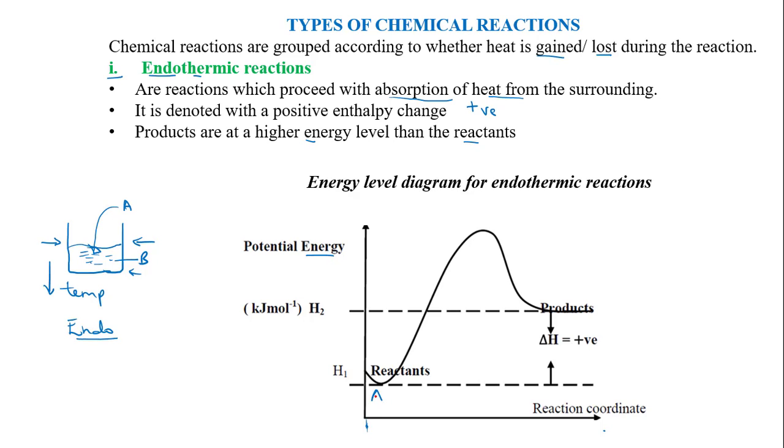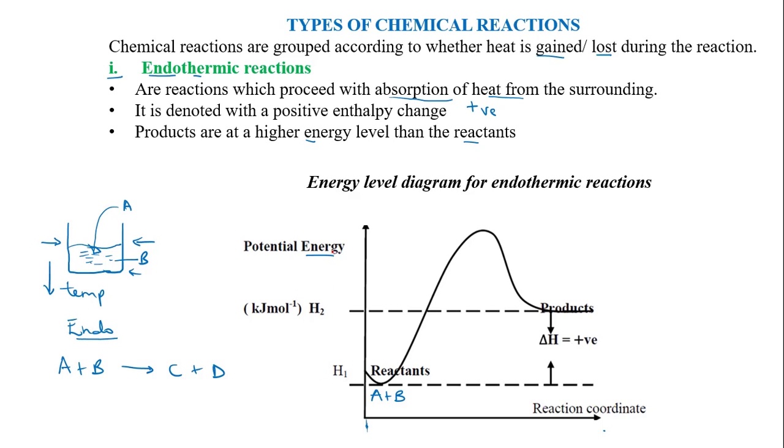It could be A and B reacting. If we have a reaction where A and B react to produce C and D, then A and B are our reactants while C and D are the products. So at the start of the reaction we have the reactants. This can be our reference line, but we shall see that our reactants have an enthalpy of H1.